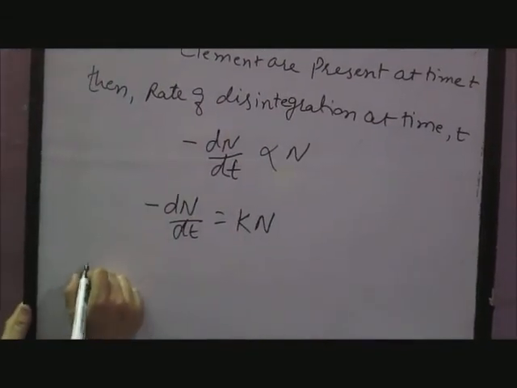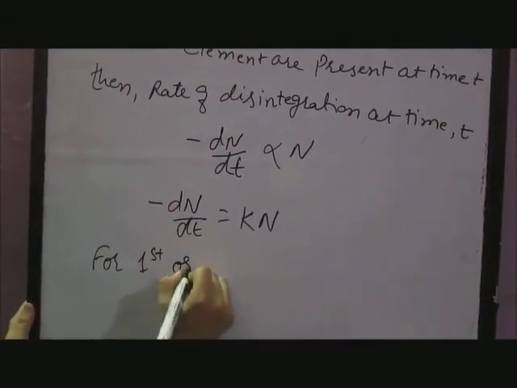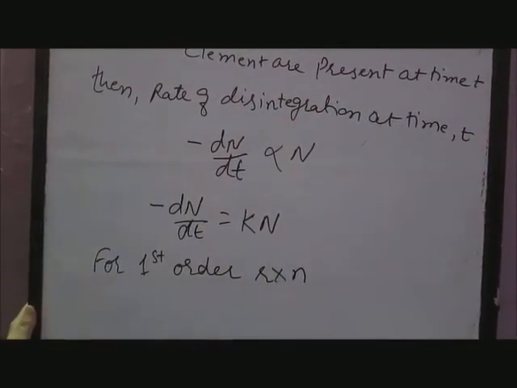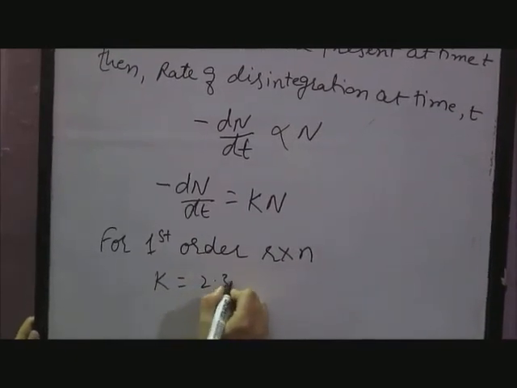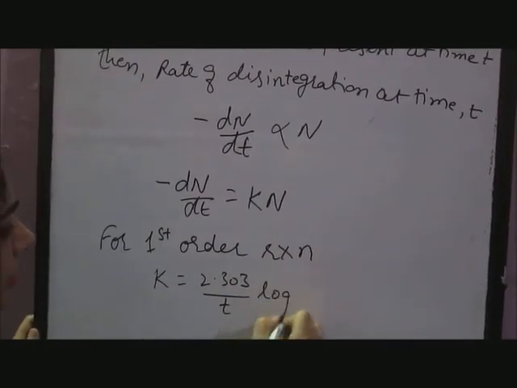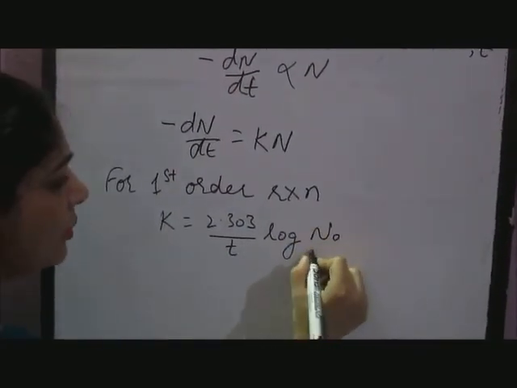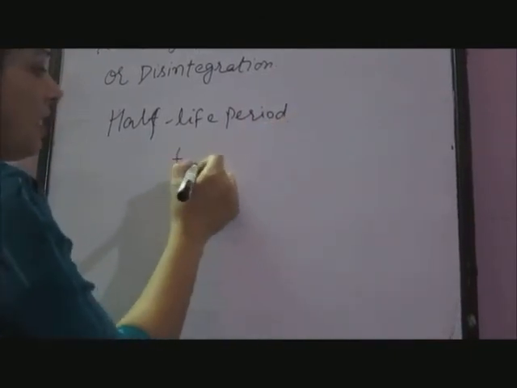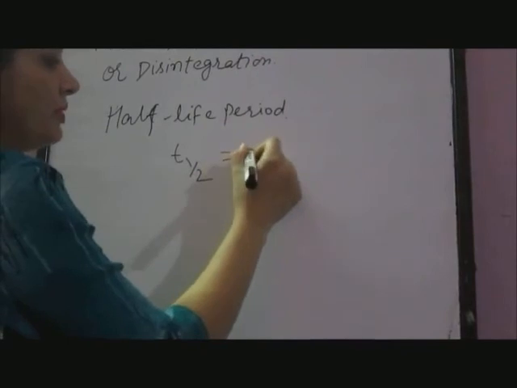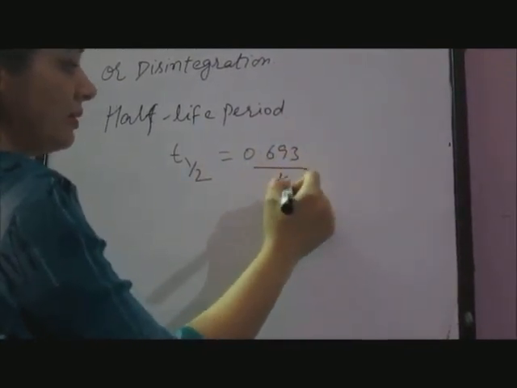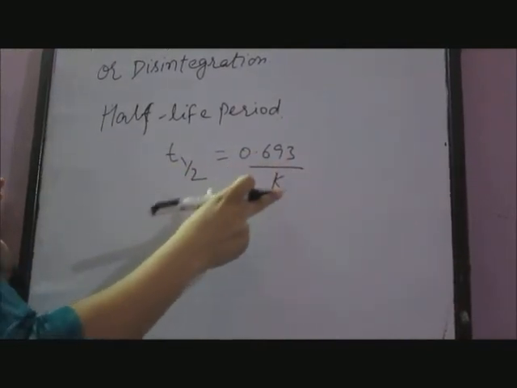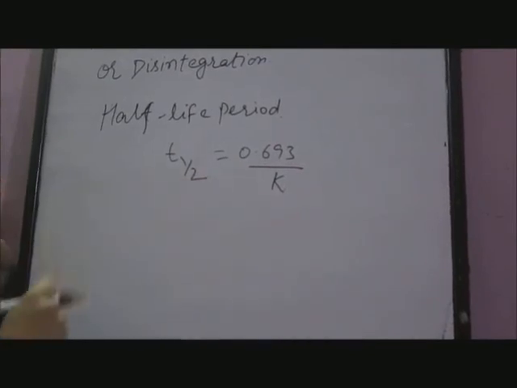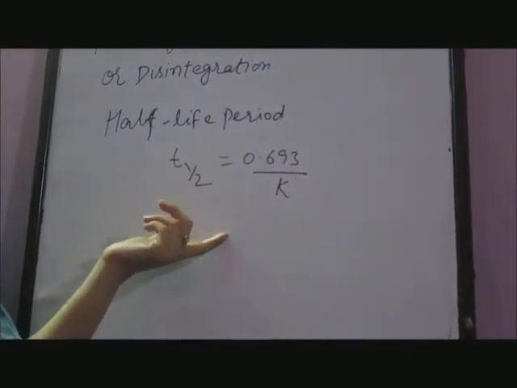For first order reaction, K is equal to 2.303 upon T log N0 upon N. Half-life period for a radioactive element is T half, which is equal to 0.693 upon K. T half is equal to 0.693 upon K, which is of first order, and it is independent of the concentration of radioactive element.